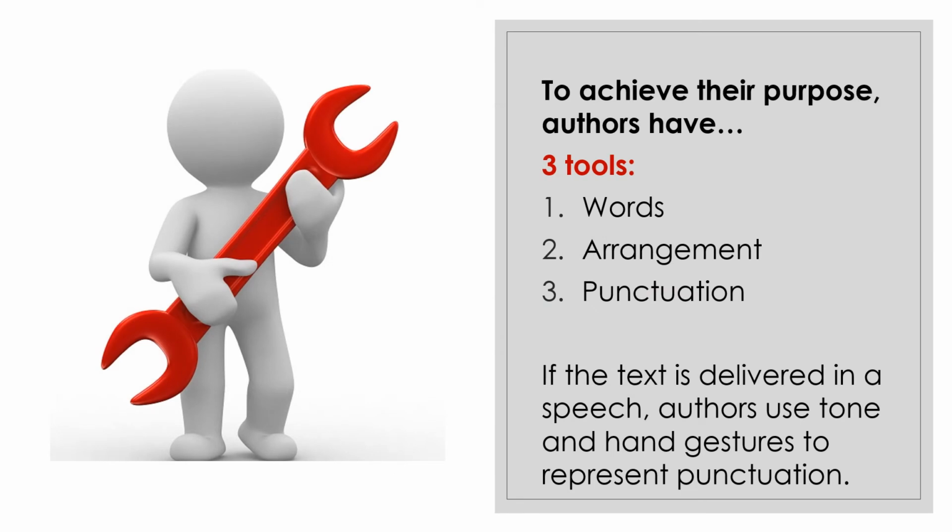Now, while rhetorical situations are varied, the tools authors use are not. All authors have just 3 tools to work with when they create a text. Don't forget to capture these notes on your note-taking device. Now, authors can choose which words to use, how to arrange those words into sentences, and how to punctuate those sentences. If the text is delivered in a speech, authors don't have punctuation, so they use tone and hand gestures.